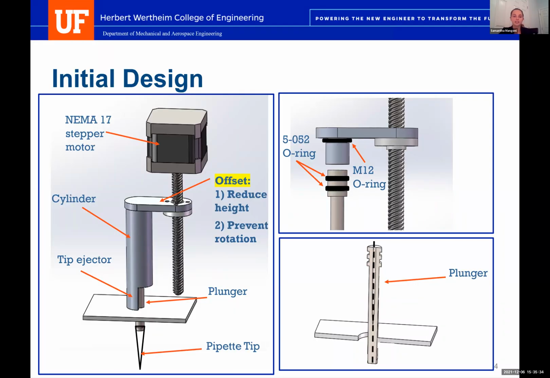Our initial design consisted of a NEMA 17 stepper motor that would essentially just move a cylinder up and down over a plunger. The plunger has a through hole through it, and the cylinder is also hollow, so it would essentially just move a column of air that would pick up a substance and also eject the substance. One key feature of our initial design was that the motor was offset from the cylinder, and this allowed for two distinct advantages. One, we were able to reduce the overall height of the assembly, and two, we were able to prevent rotation. So as the lead screw rotated, we didn't see the cylinder also rotate. Next slide, please.